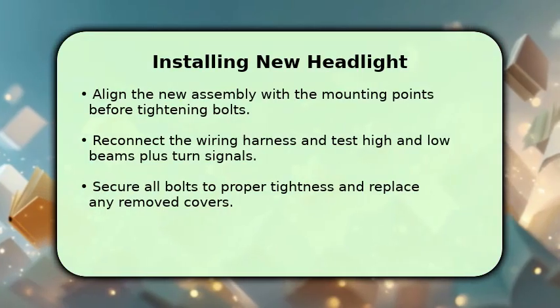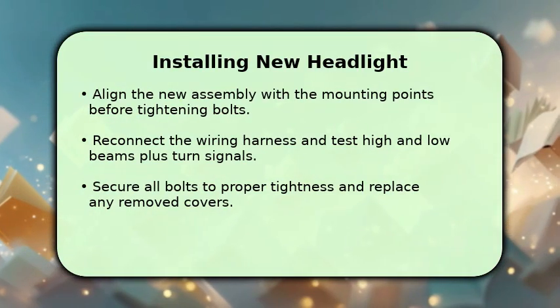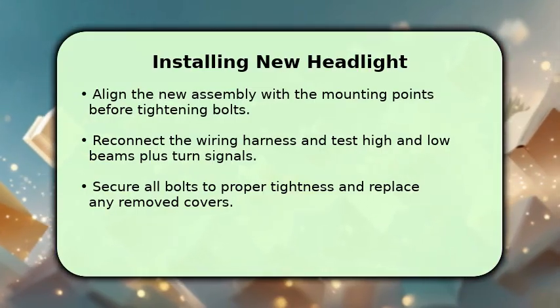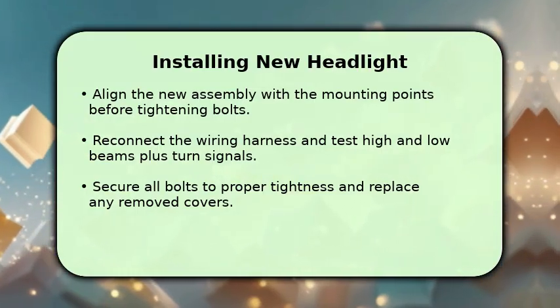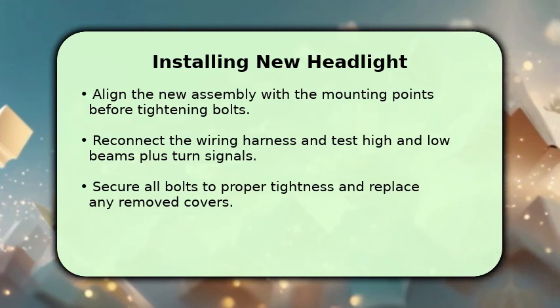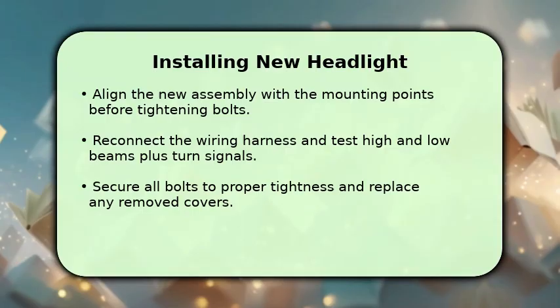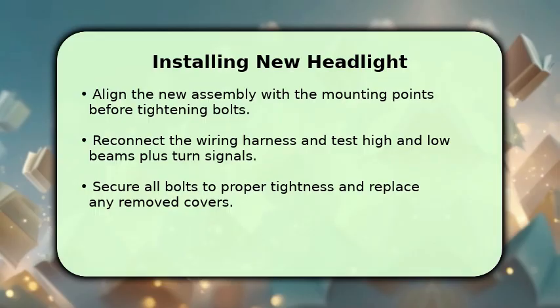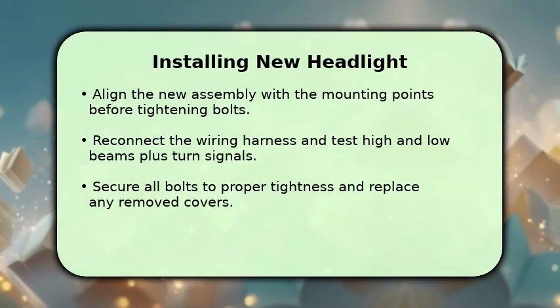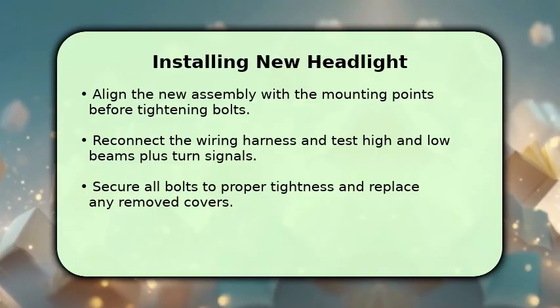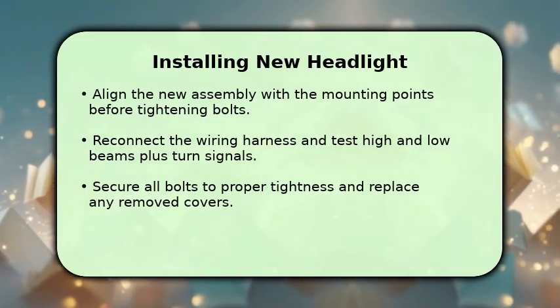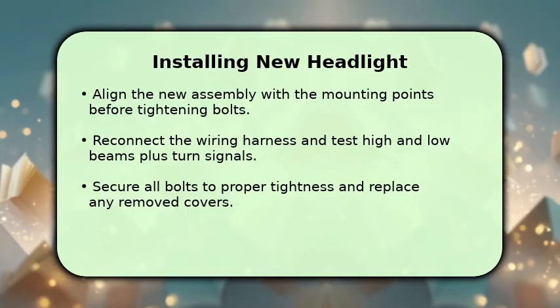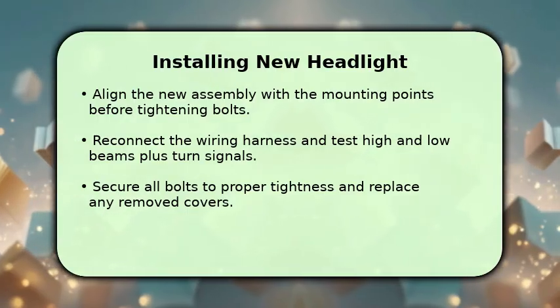Position the new headlight assembly carefully into the mounting points and hand-tighten bolts to hold it in place. Reconnect the wiring harness and test all functions including low beam, high beam, and turn signals to confirm proper operation. Once confirmed, torque the mounting bolts snugly, reinstall the air intake or battery tray, and ensure covers are seated correctly. Finally, close the hood and take a short drive to verify alignment and stability.